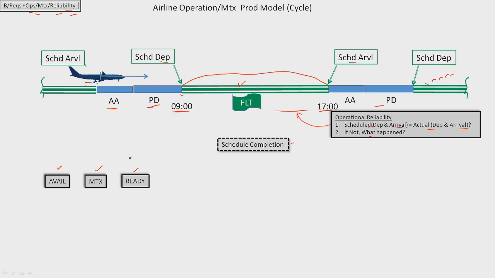As a matter of fact, the mechanic signs a release to service, and the statement says that the aircraft is airworthy. So all problems are fixed, the aircraft is fully serviced, we have enough fuel, and so on. So that's what readiness means. Next state, take off. I think it's clear, right? When the aircraft is ready, then we can take off.